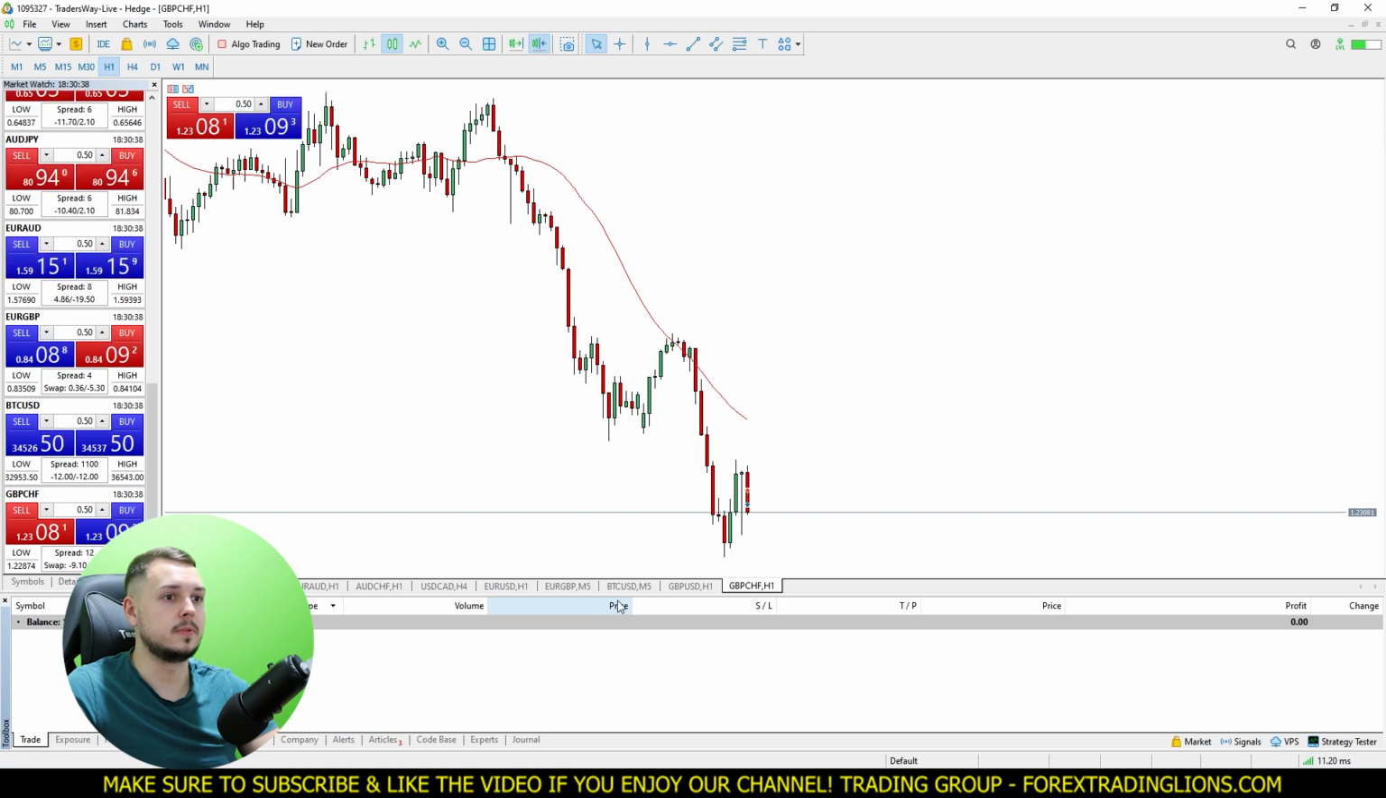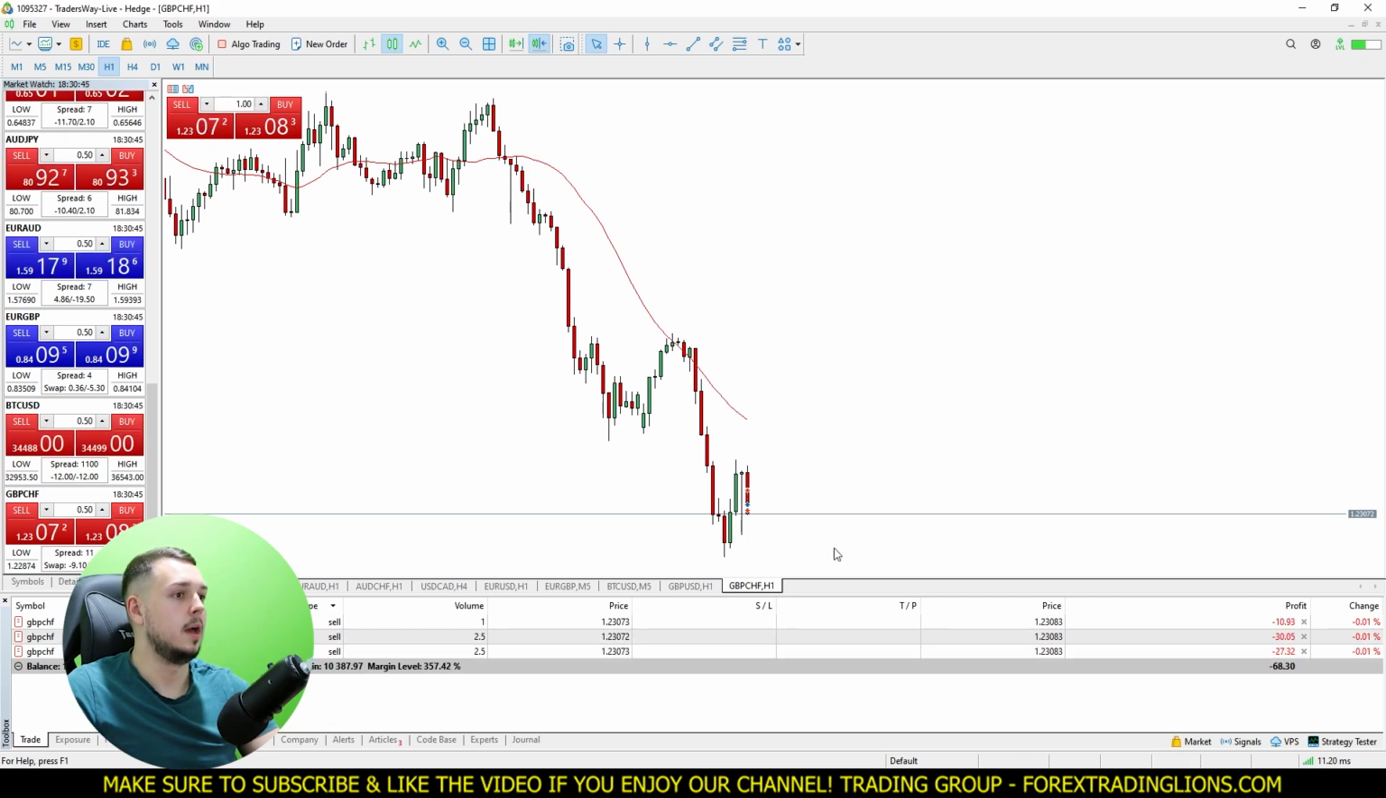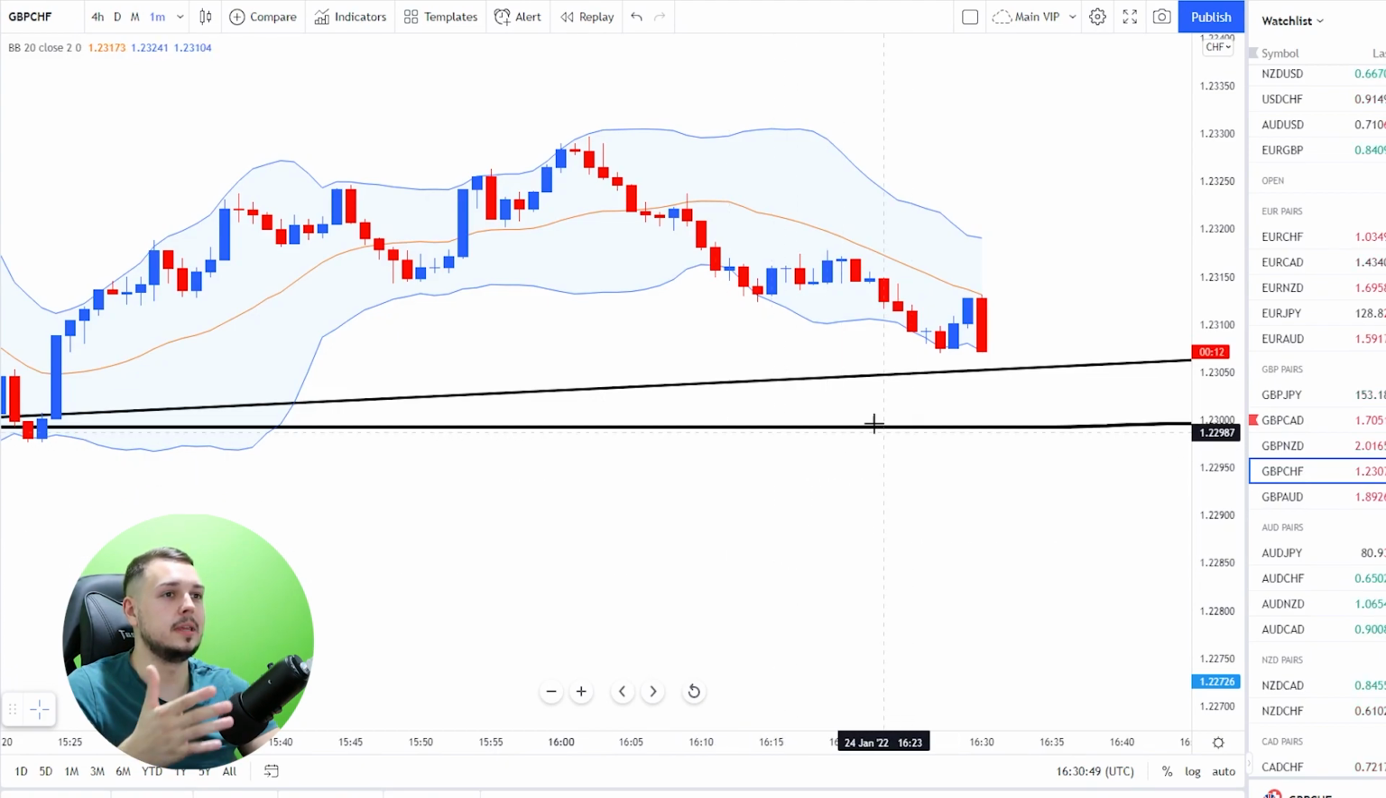Okay, GBP Swiss franc, where is it? There we go. 2.5. We're going to do 2.5 again, and then 1. I believe this trade will go down and carry on going down. As I said already, it will probably happen.